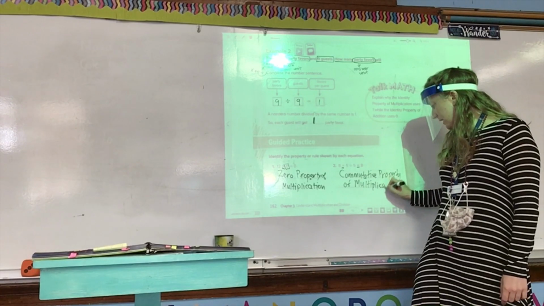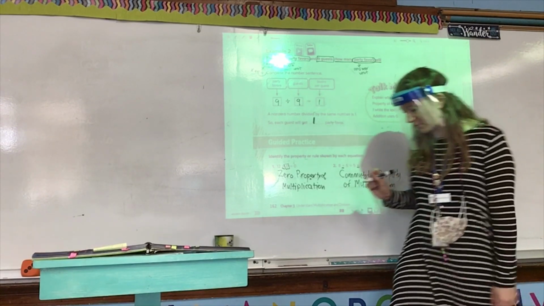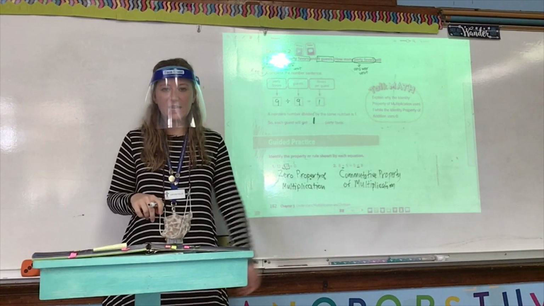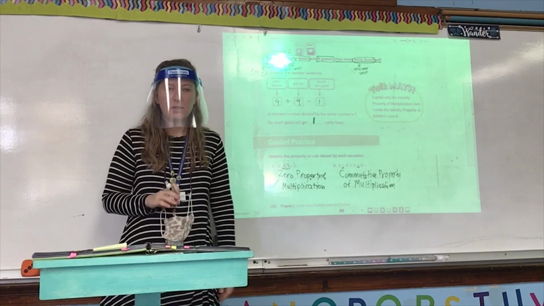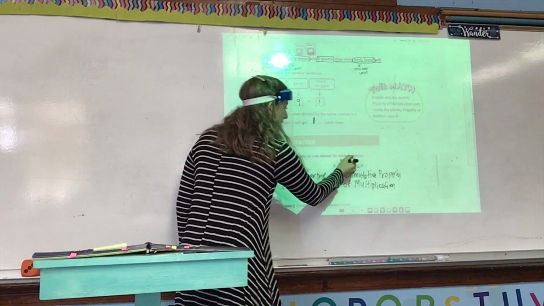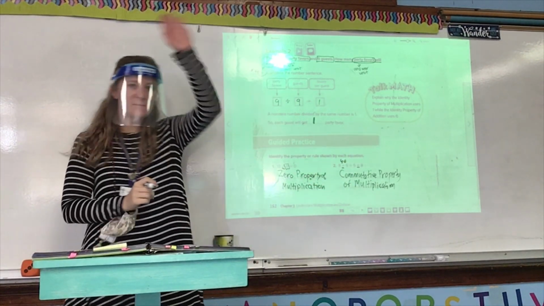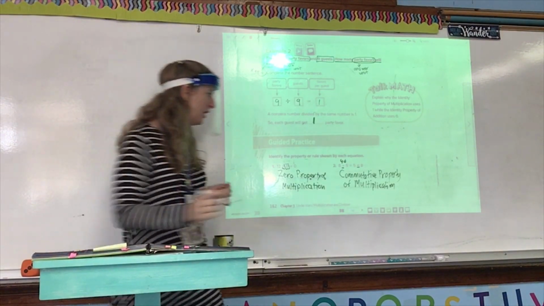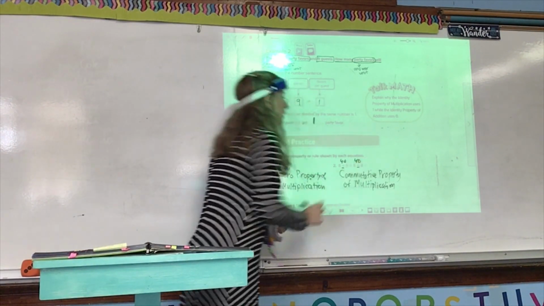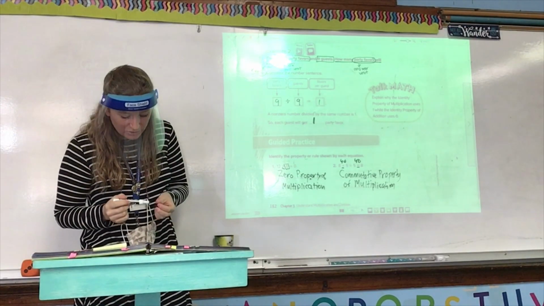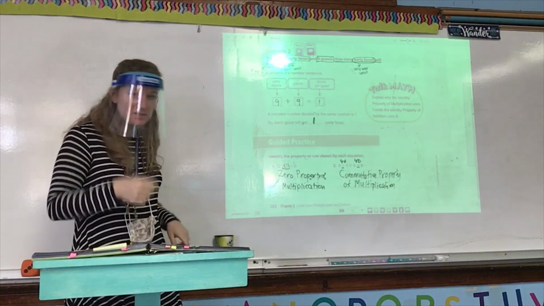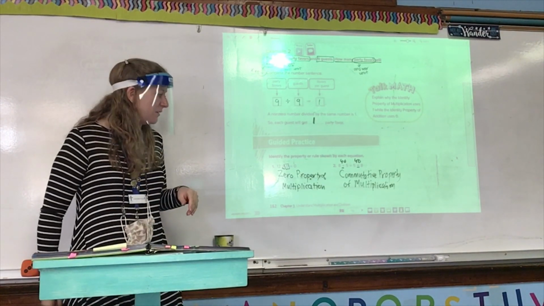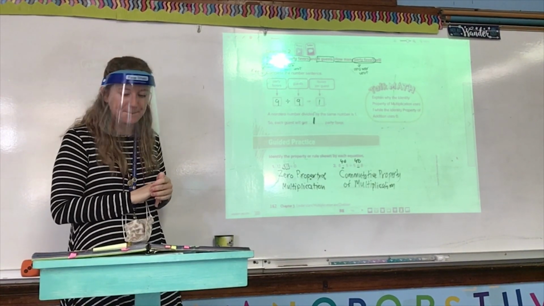Now, those of you that have your basic facts memorized, what is 8 times 5? 40. What is 5 times 8? 40. Okay, so look at the independent practice. Everybody look at independent practice when you finish writing the answer to number 2.